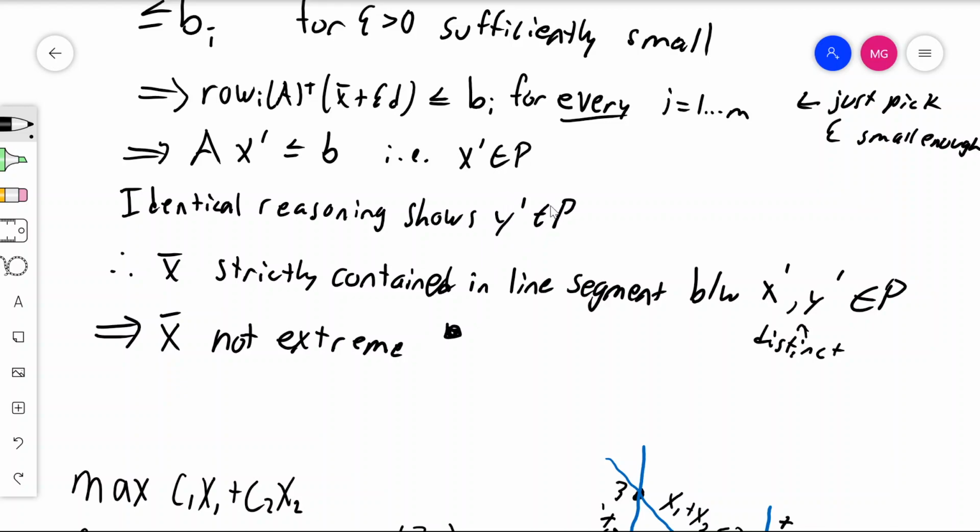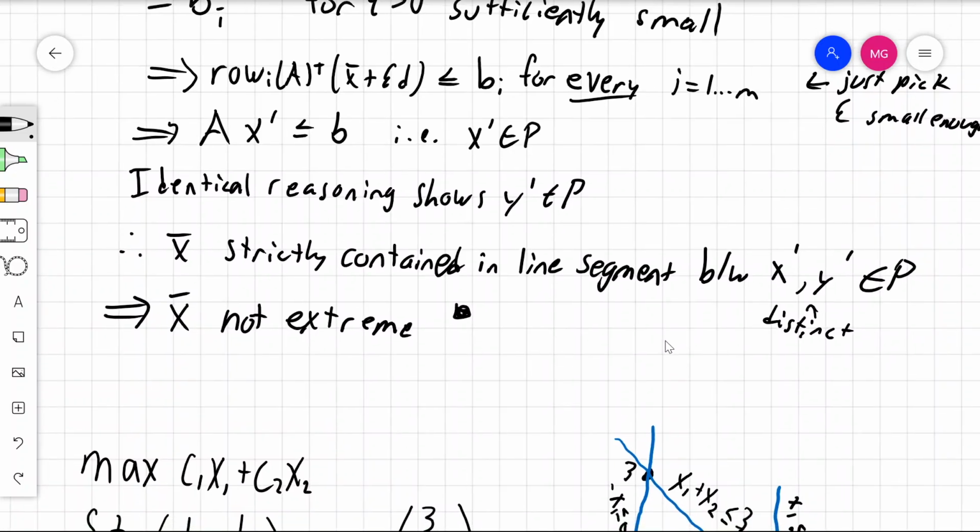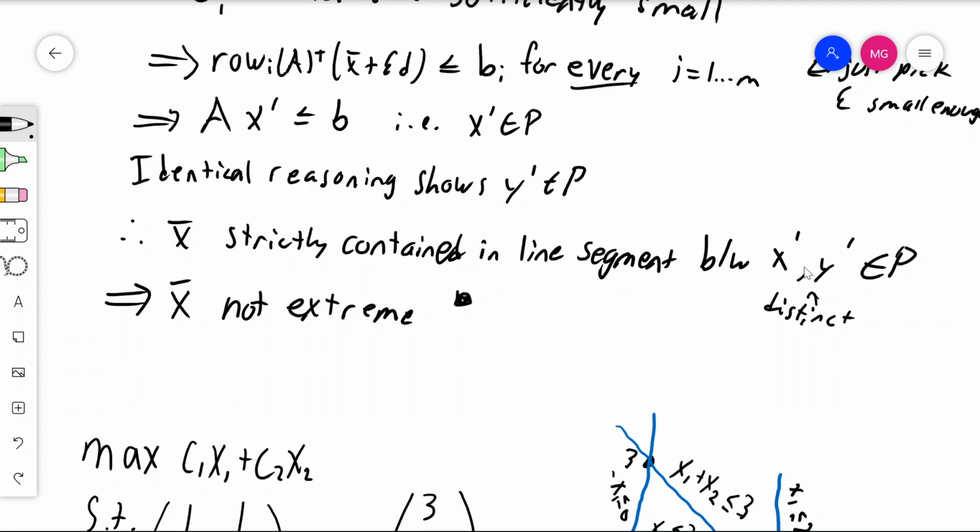So both x prime and y prime are in the polyhedron, and the polyhedron is convex. So then the entire line segment is contained in the polyhedron, and that shows that x bar is strictly contained in the line segment between x prime and y prime, because it was a half x prime plus a half y prime. And so that's the midpoint of x prime and y prime, in fact, and so that shows that x bar is not extreme. So we found a line segment inside the polyhedron that strictly contained x bar.